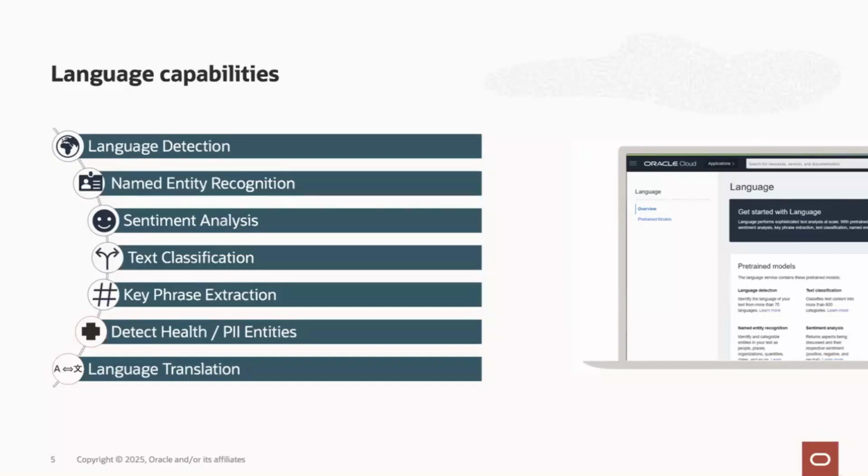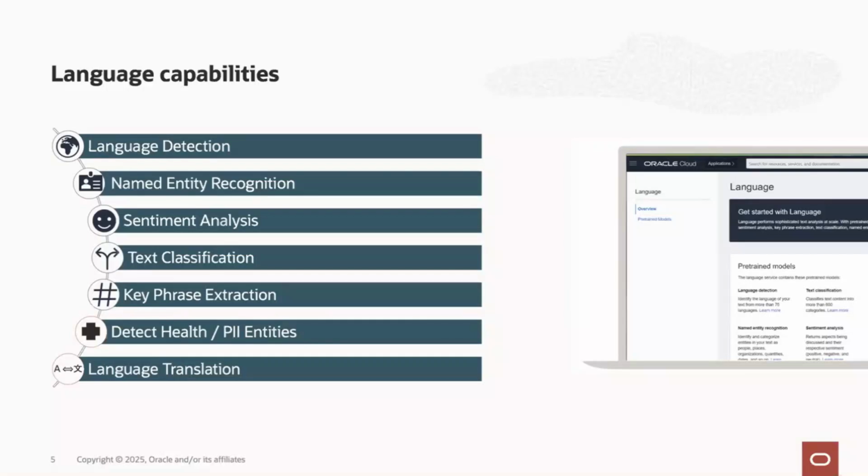You've got language detection, which does what it says. It detects the language that you give AI Language Service. So if you give it an English text, it's going to respond back, okay, this is English. Or if you give it Spanish, it's going to respond back, okay, this is Spanish.